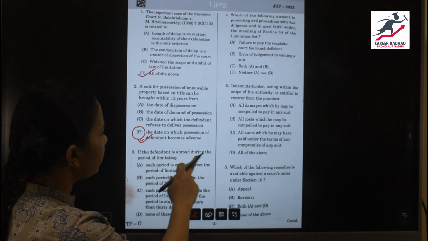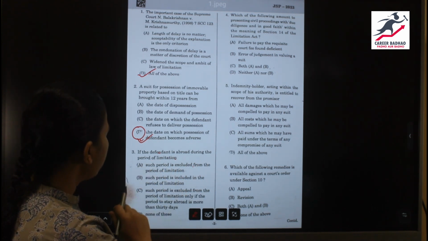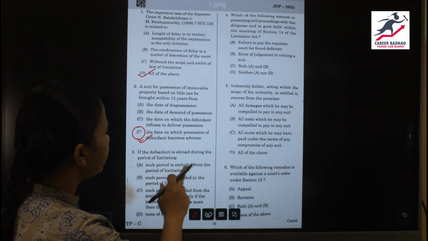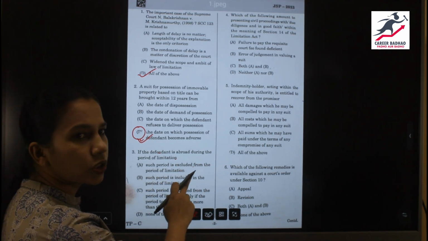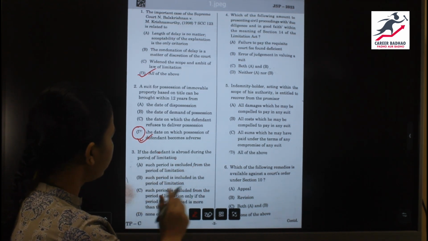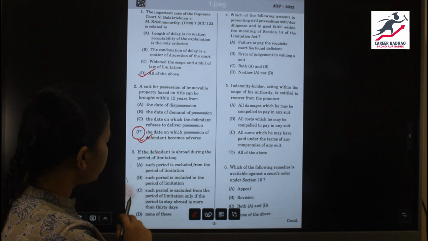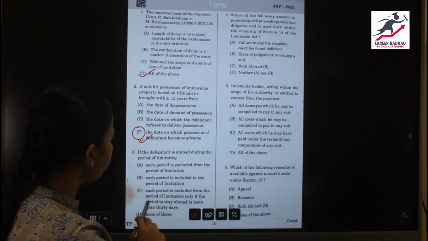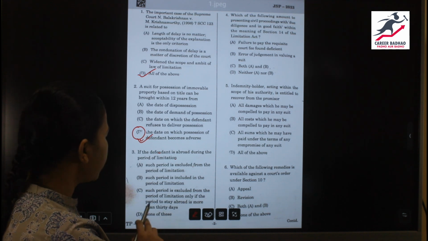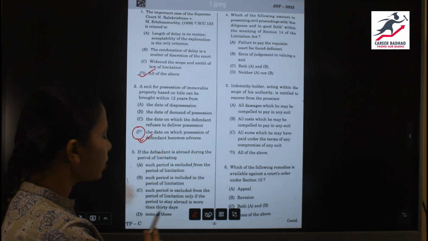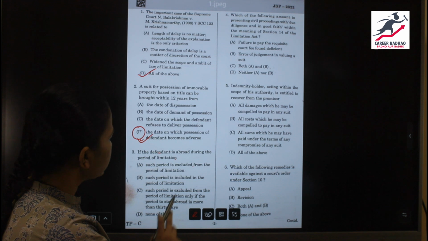If the defendant is abroad during the period of limitation, the options are A, such period is excluded from the period of limitation, option number B, such period is included in the period of limitation, or option number C, such period is excluded from the period of limitation only if the period of stay abroad is more than 30 days, or D, none of this. So this is also a direct question.